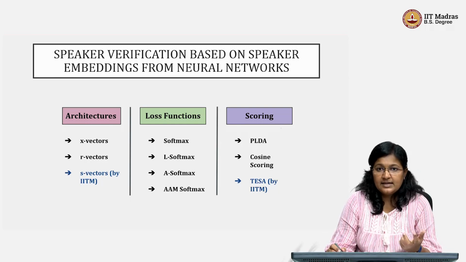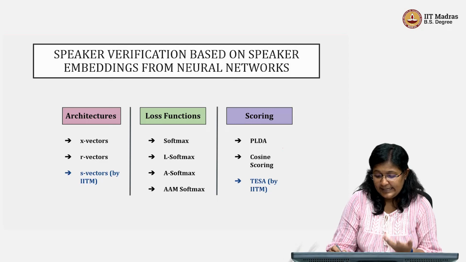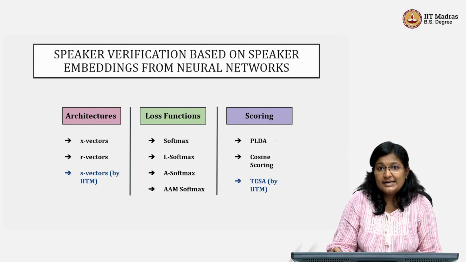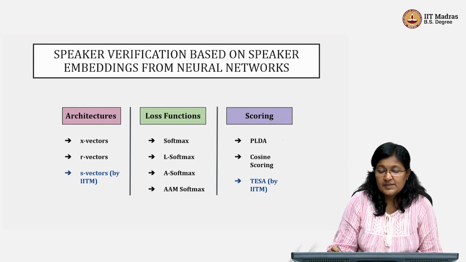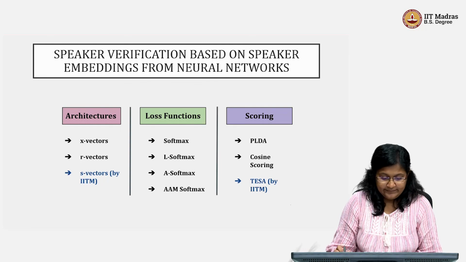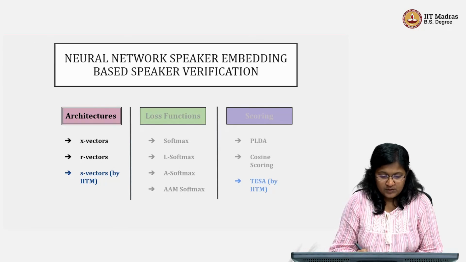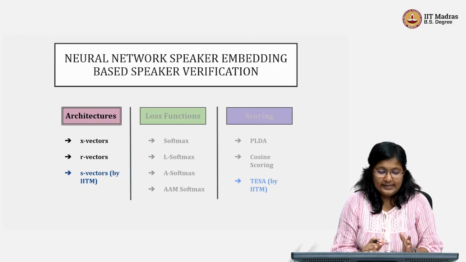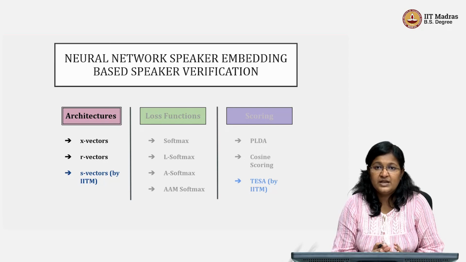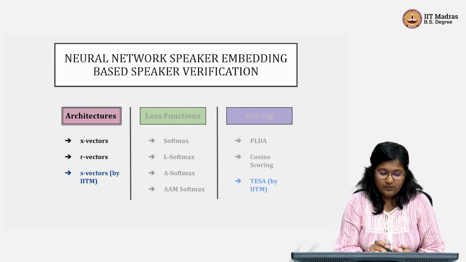Once the embeddings are with us, we can perform scoring, and there are three existing techniques to do scoring. One is PLDA, which is probabilistic linear discriminant analysis, a plain cosine scoring, and an in-house Tessa, the transformer encoder speaker authenticator. So first we will see the details of how the speaker classification architectures are built for the three cases.